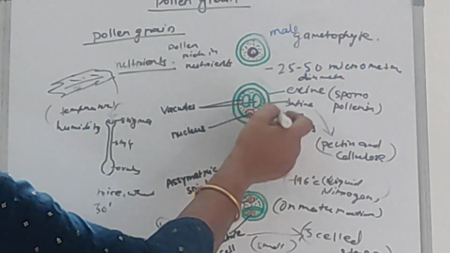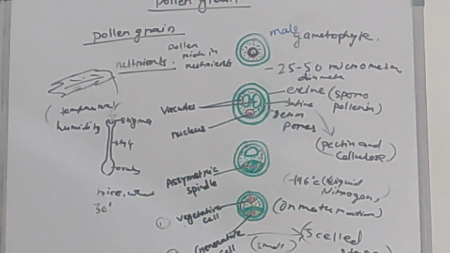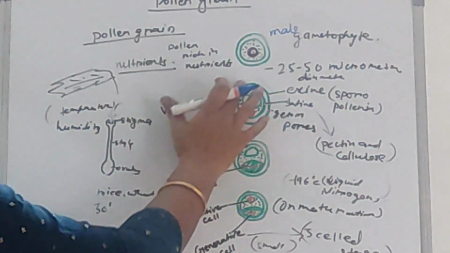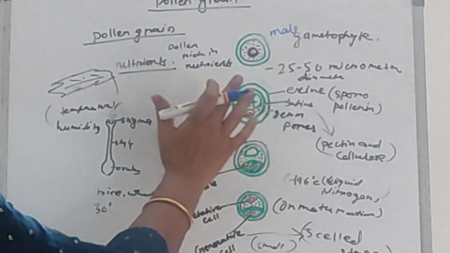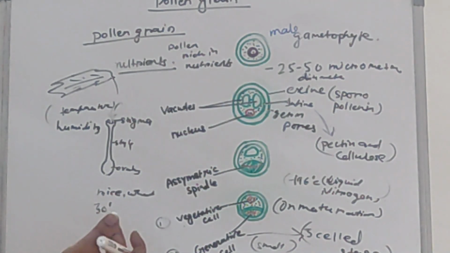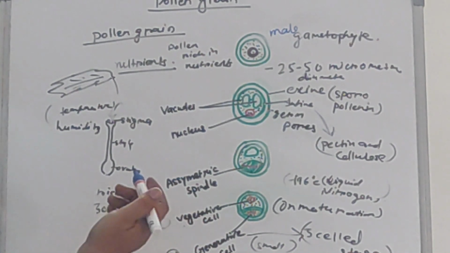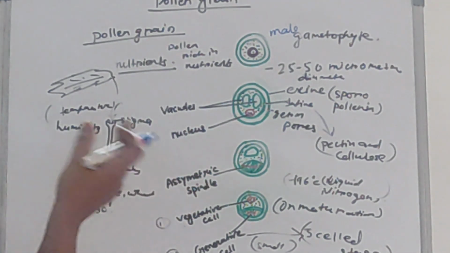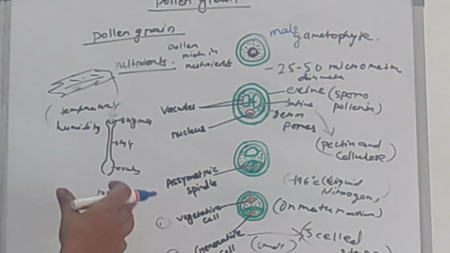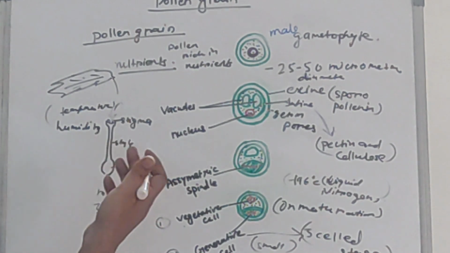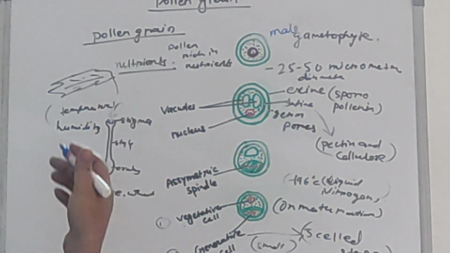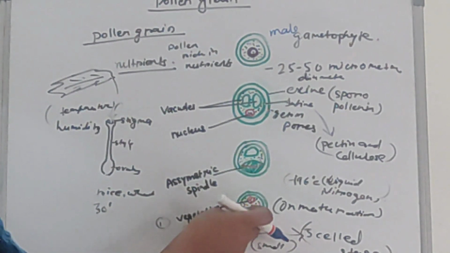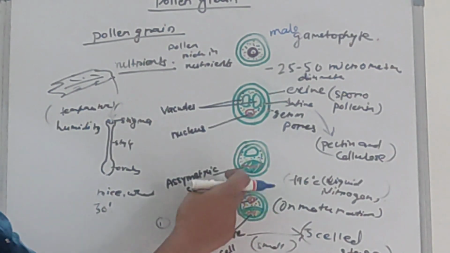Okay, so what's happening now? The cytoplasm of the pollen grain is surrounded by a plasma membrane. When the pollen grain matures, what happens? On maturation, the pollen grain contains two cells.